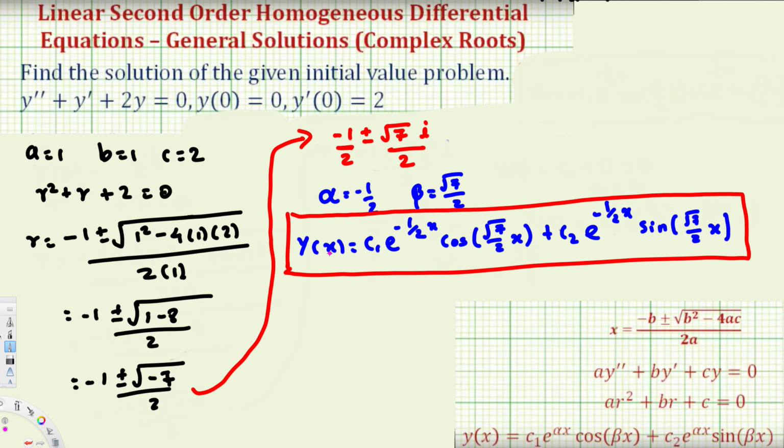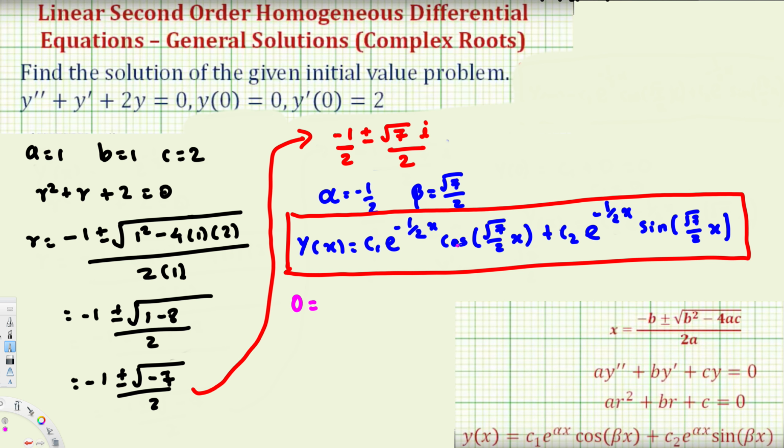From this you can see that y of 0 is equal to c1 e to the power 0, because 0 multiplied by negative half is 0. E to the power 0 is equal to 1. So c1 times 1, and then cos, this is going to be cos of 0 because square root of 7 divided by 2 times 0 is 0.